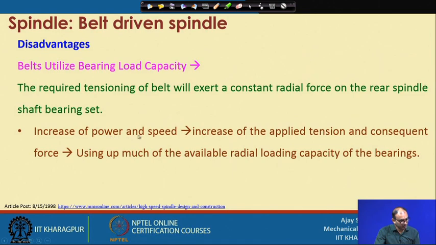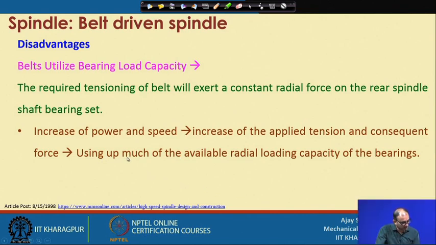Increase of power and speed will increase the applied tension and the consequent loop forces. If you continue with higher power and higher speed, it will further increase this tension, because you have to maintain tensioning to go with higher power and speed. If you increase the tension, your radial force will further increase.